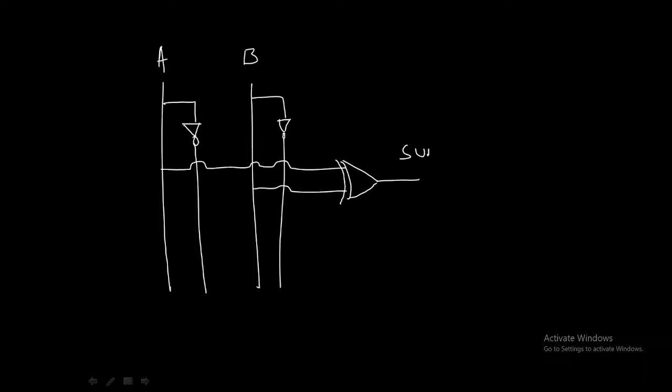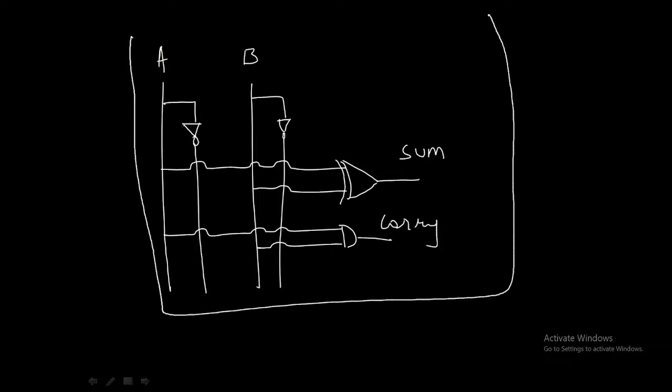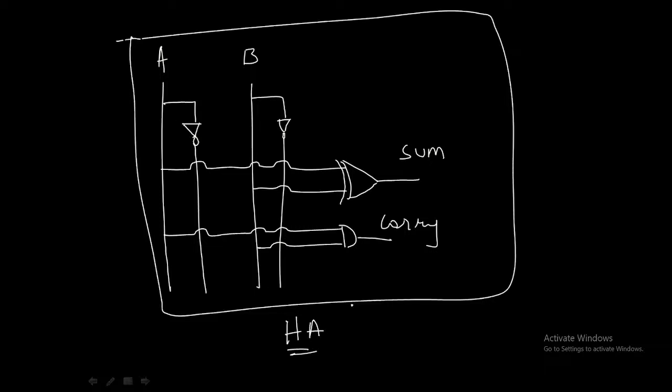So this is your sum. And coming to carry, you can simply connect a and b to an AND gate. So this is your carry. So this is a half adder logic diagram, the logic circuit which is present inside your particular half adder block. This is how you are going to write your Boolean expressions for a combinational circuit and draw a logic circuit.